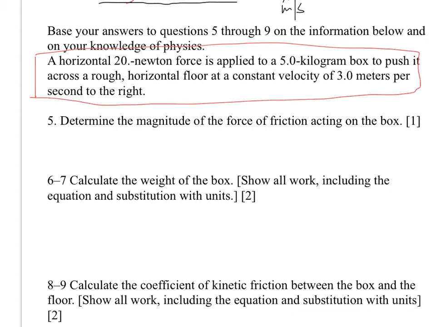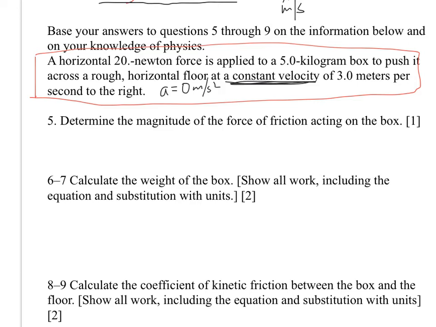A horizontal 20 Newton force is applied to a 5 kilogram box to push it across a rough horizontal floor at a constant velocity of 3 meters per second to the right. Okay. The key word here is constant velocity. When we have a constant velocity, what does that mean? Our acceleration is 0 meters per second squared.